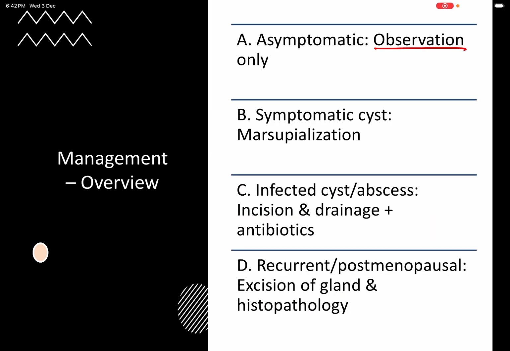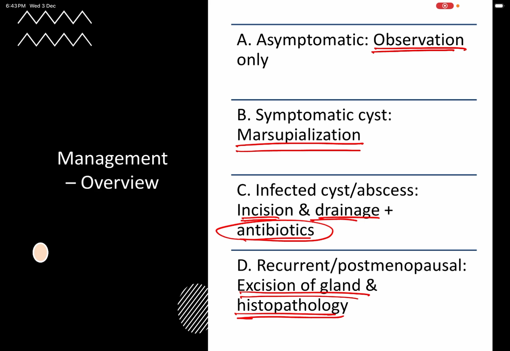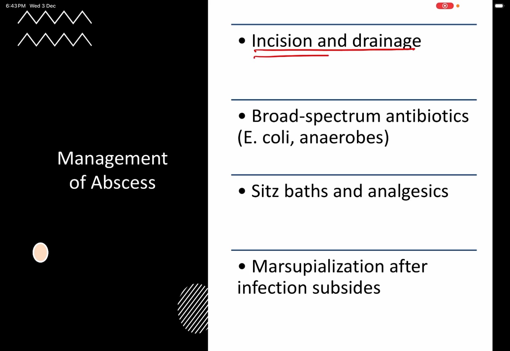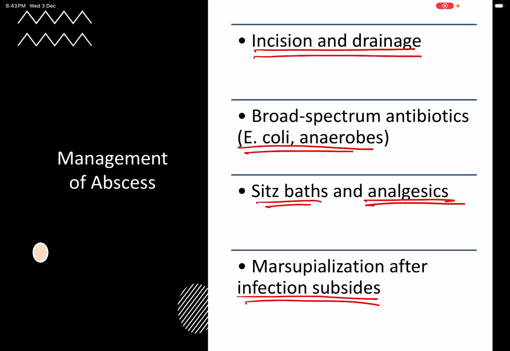So asymptomatic is mainly observational. Symptomatic, marsupialisation can be done, and infected cyst or abscess, then incision and drainage plus antibiotics. Recurrent postmenopausal, then there is excision of gland and histopathology. Management of abscess, incision and drainage, broad spectrum antibiotics for E. coli and anaerobes, sitz bath as well as analgesics prescription, marsupialisation after infection subsides.